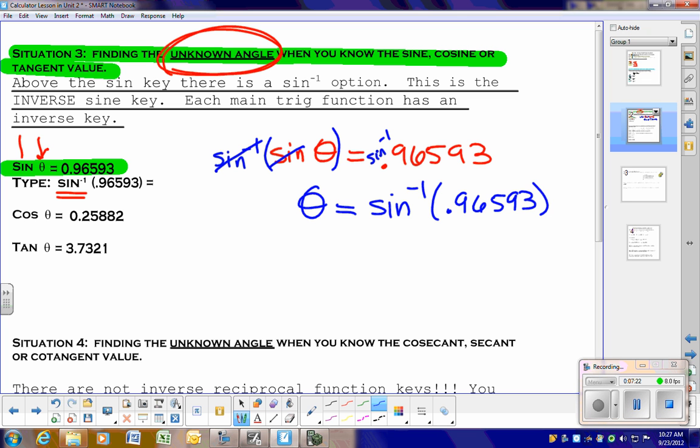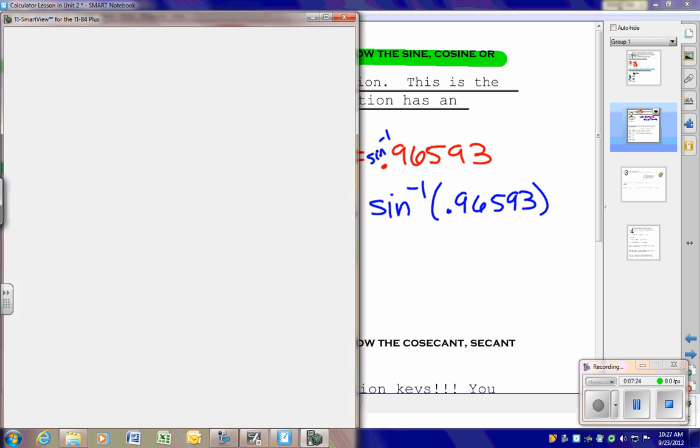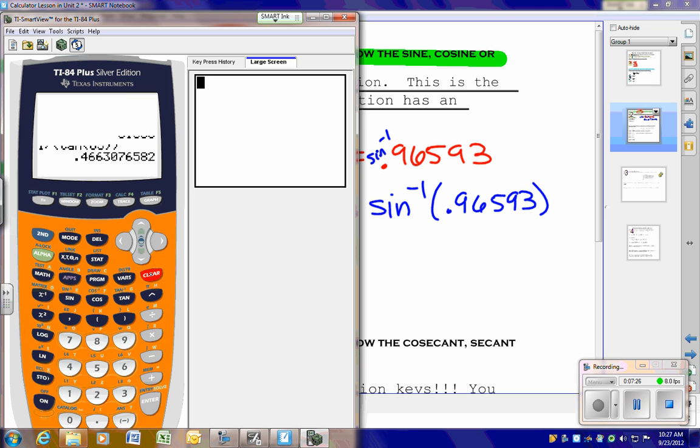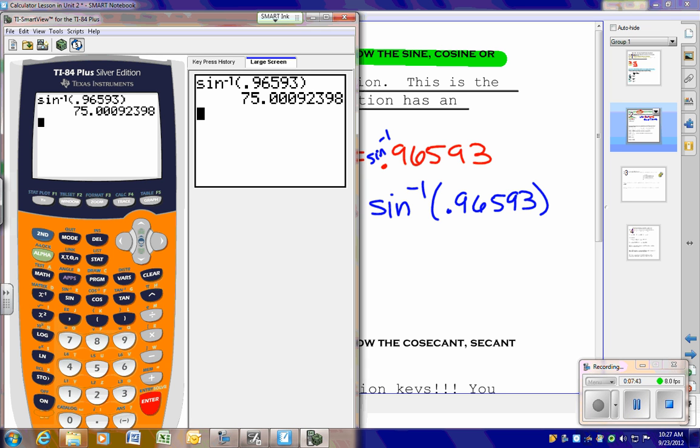Okay, the way that you type that on the calculator is this. Okay, I'm going to clear that. Okay, inverse sine is found by doing second and then the sine key. Just like that, inverse sine. And then I'll type in that decimal. Okay, and I got about 75 degrees, really close to that, okay? Why don't you try the other 2 and pause the recording and try the other 2 and then we'll check.